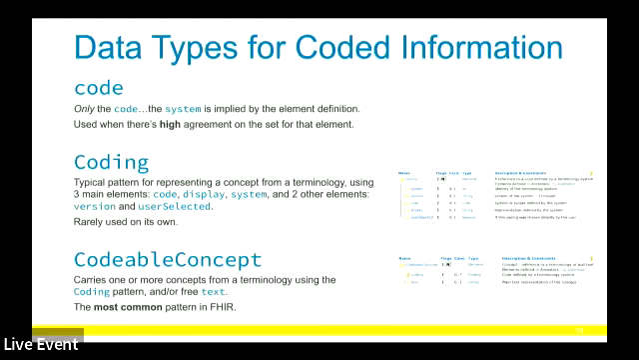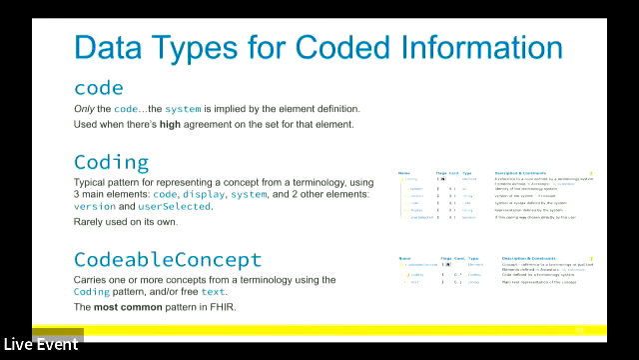Now, code is the simplest one. It's not used all that often, and when it's used, it's primarily for status kinds of attributes, basically places where there's very, very high agreement on the set of codes that should be allowed at that element, typically a pretty short list. And in that case, you only see in the data instance the code. The system, or the place that defines that enumeration of codes, is implied by the element definition. So we'll see an example of this in a second. But again, this is typically short lists in places where there's high agreement on what that exact list of codes should be for that element.